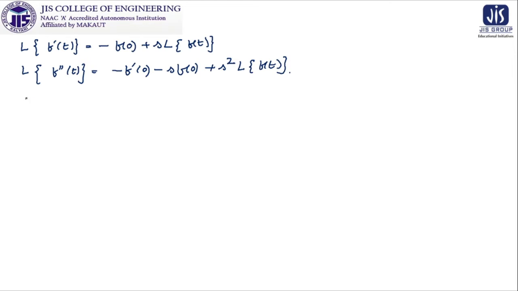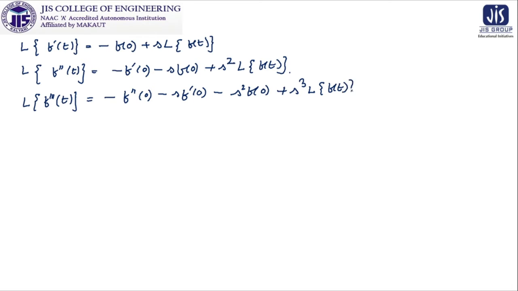And just for one more step, if we take the Laplace transform of f triple dash t, then it is minus f double dash 0 minus s f dash 0 minus s square f(0). This is nothing but the generalization, plus s cube times the Laplace transform of f(t).